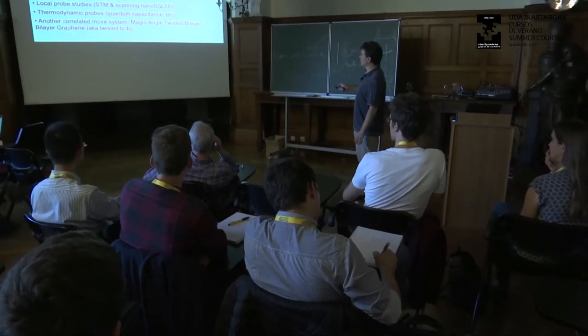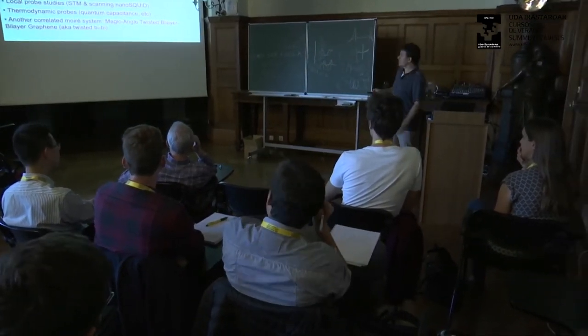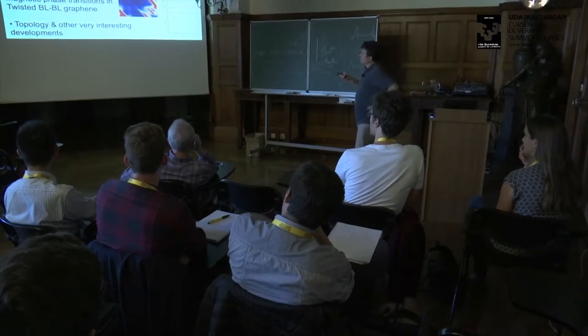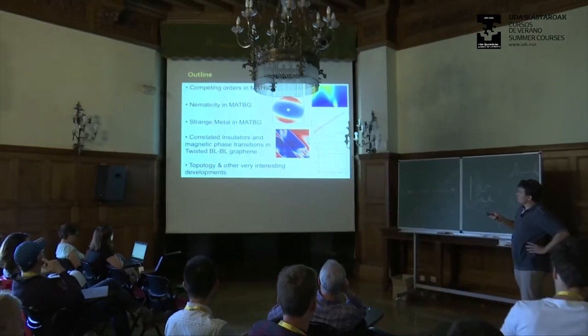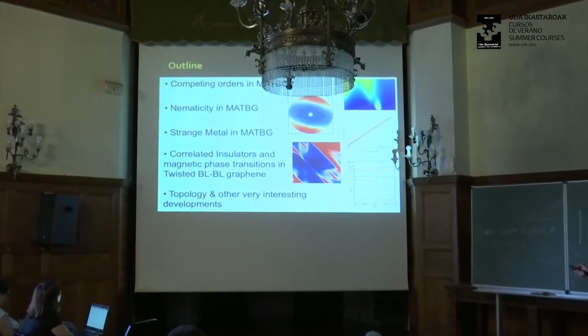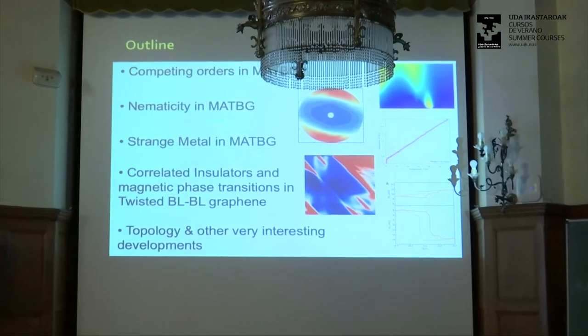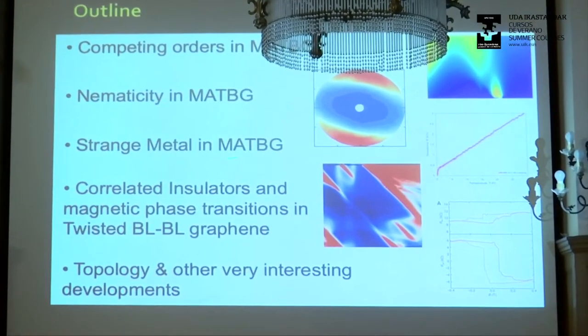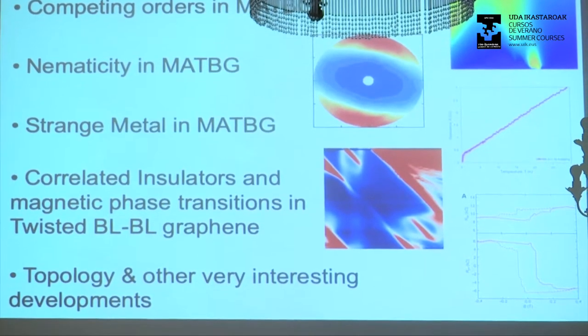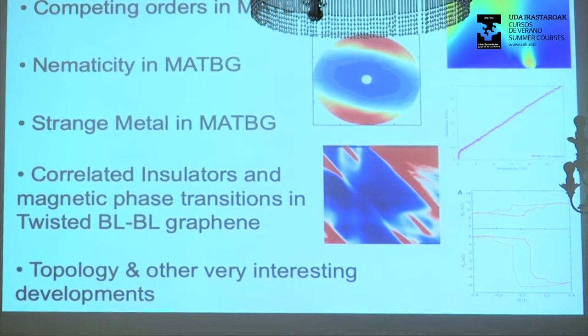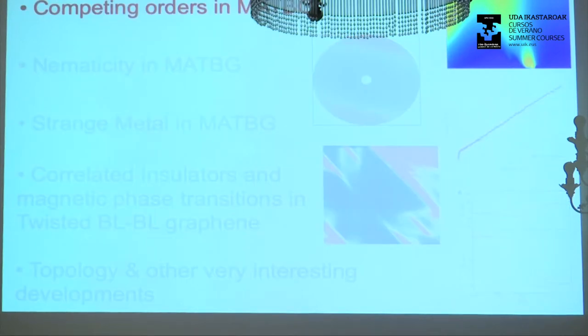Okay. Let me tell you a little bit about some of these things. This is the outline of what I'm going to try to tell you over the next 40 minutes or so. Competing orders in magic angle twisted bilayer graphene. This is not published, and also nematicity. This is the one that I want to tell you the most: strange metal and twisted bilayer graphene. It's posted on the archive, so if I don't get there, you can always look. And then I want to spend a few minutes crediting other people's very interesting work and developments in topology and also local probes. So let me start with competing orders.